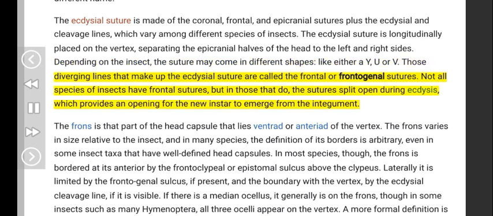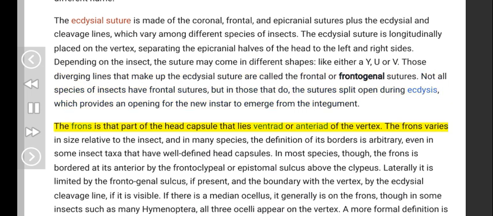Not all species of insects have frontal sutures, but in those that do, the sutures split open during ecdysis, which provides an opening for the new instar to emerge from the integument. The frons is that part of the head capsule that lies ventrad or anterior of the vertex. The frons varies in size relative to the insect, and in many species, the definition of its borders is arbitrary, even in some insect taxa that have well-defined head capsules.